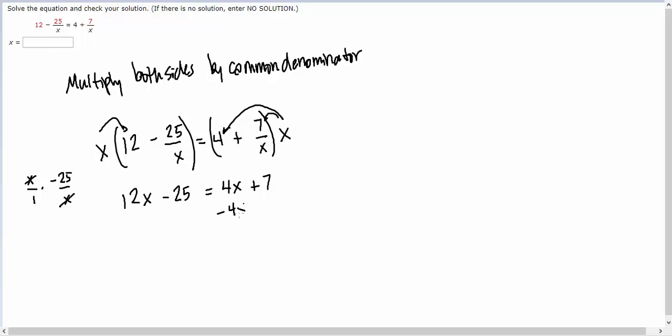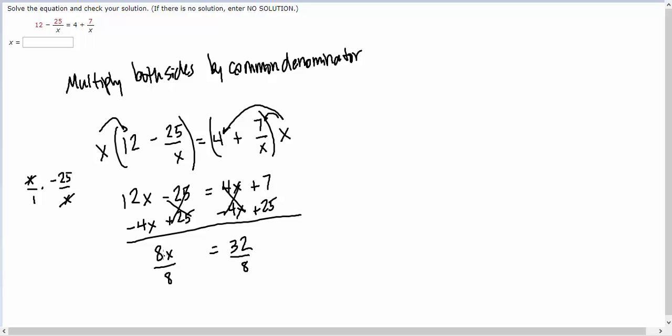So now we do the algebra we've always done and we're comfortable with. We rebalance everything on opposing sides. And so we get that those cancel, and 12 minus 4x is 8x. And over here we have 32. We divide both sides by 8. And we get x equals 4.